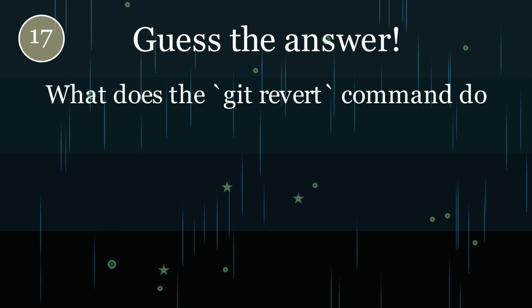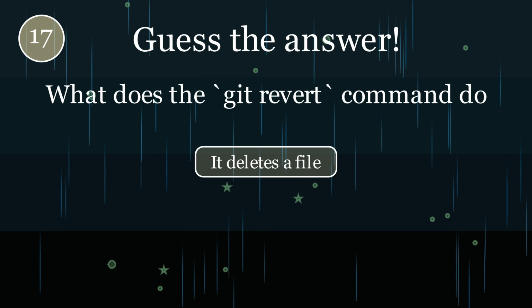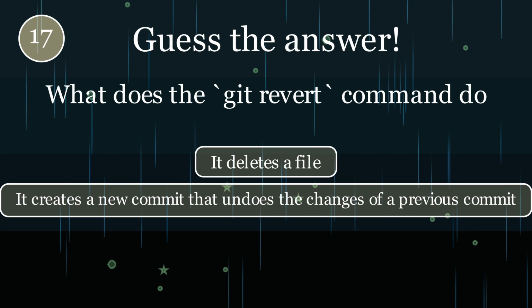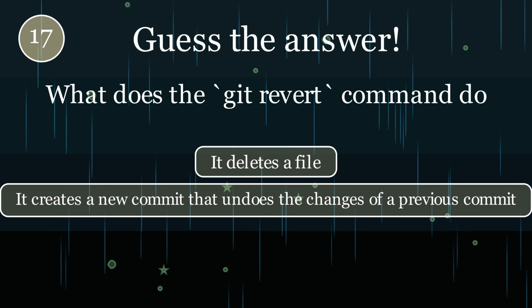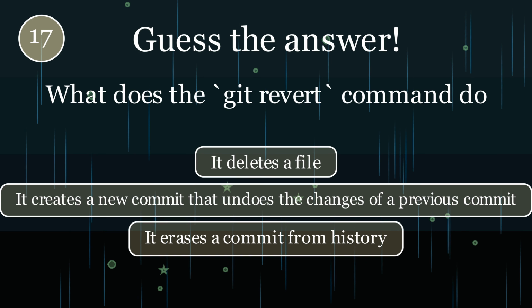What does the Git revert command do? It deletes a file. It creates a new commit that undoes the changes of a previous commit. It erases a commit from history.